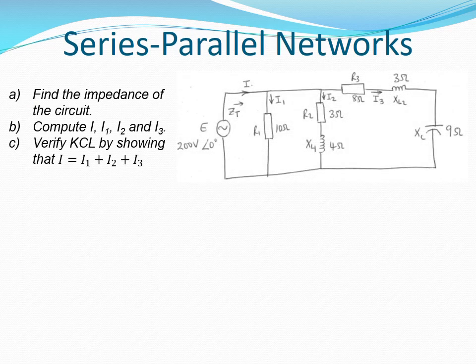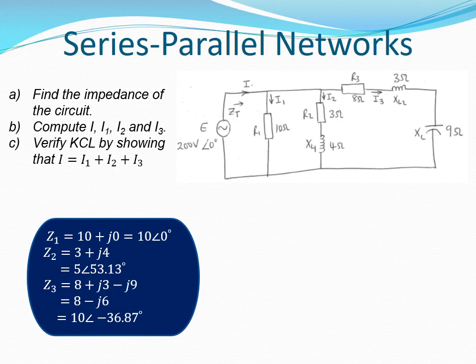In this example, we are given a series parallel network. We are required to: A. Find the total impedance of the network. B. Compute I1, I2, and I3. C. Verify KCL at one of the nodes.